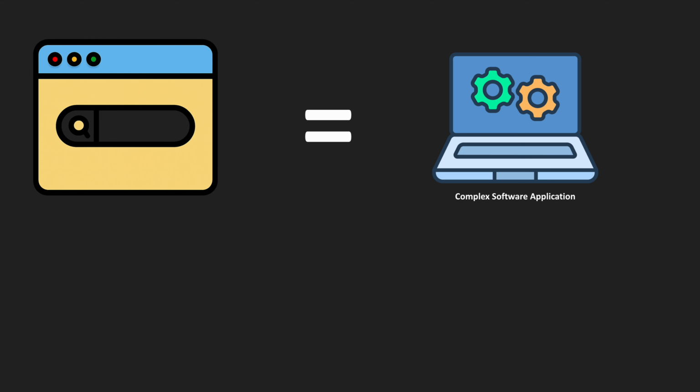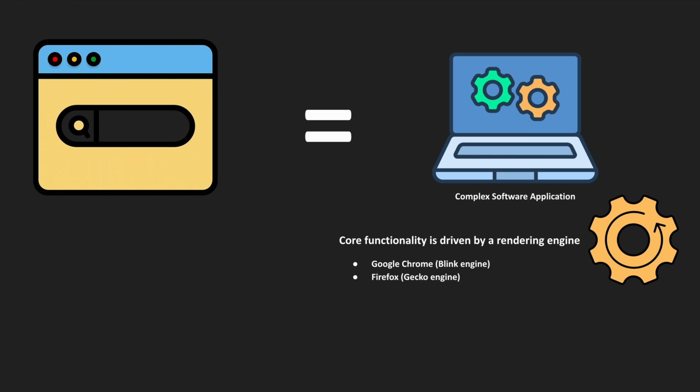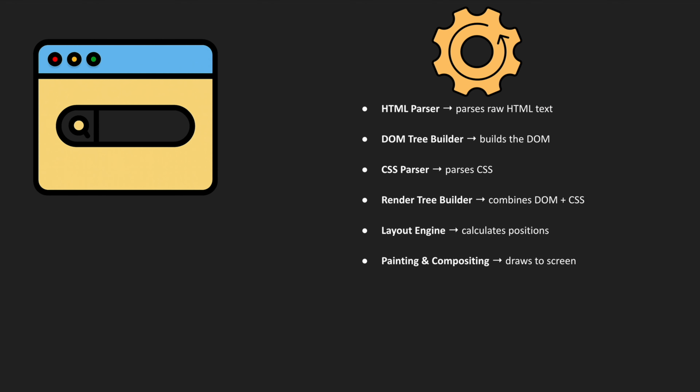So what is a browser? A browser is a complex software application which has many parts, many components, and the main functionality of it is driven by a rendering engine. For example, Google Chrome uses the Blink engine, Firefox uses the Gecko engine, and so on. So what are the main parts of the rendering engine, and what does the rendering engine do?